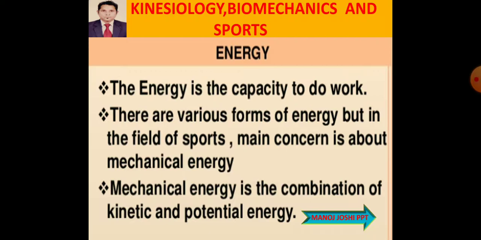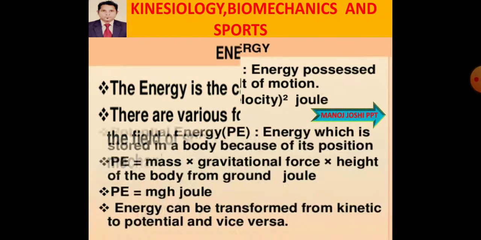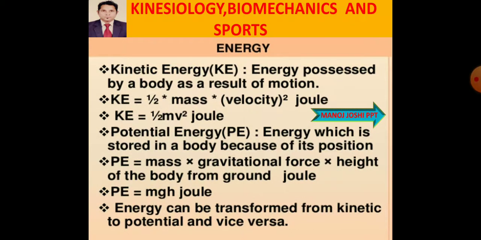Kinetic energy is denoted by KE, the energy possessed by the body as a result of motion. KE equals half into mass into velocity squared, joule. So KE equals half mv square joule. So this way the KE, that is kinetic energy, is calculated.